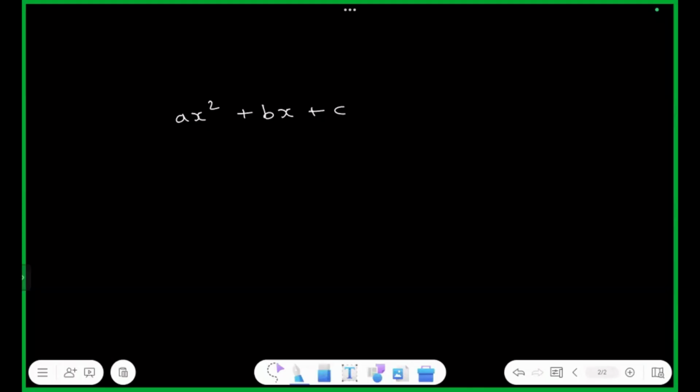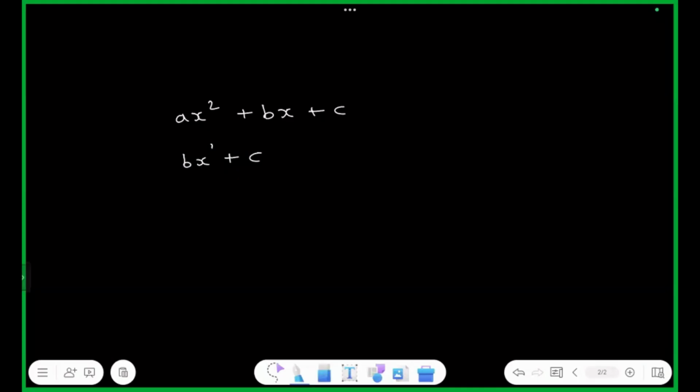Now look carefully at the chapter's heading. Our chapter heading is quadratic equation. We already know the meaning of quadratic. Quadratic means the power must be 2. If the power is 1, for example, if I have an equation bx plus c, here the power is 1, so it's a linear equation. If the power is 3, then it's a cubic equation. If the power is 2, then it's a quadratic equation.